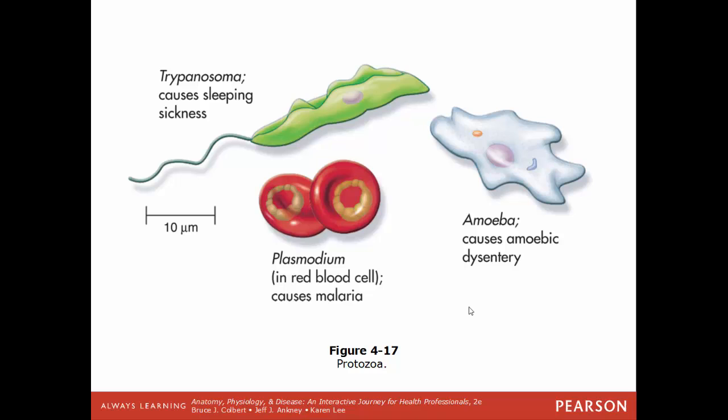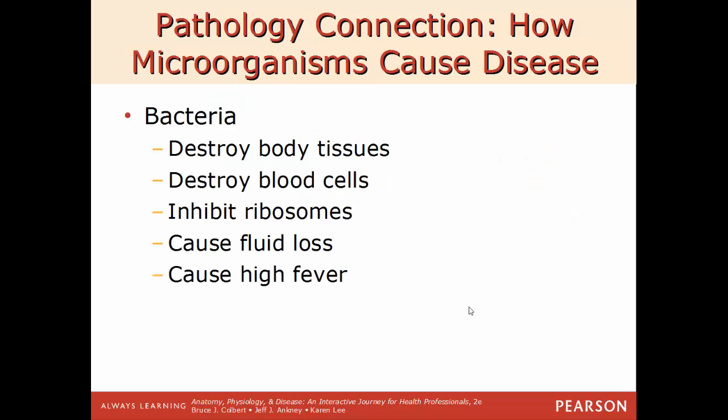In the case of malaria, it is a protozoan called Plasmodium that infects certain types of mosquitoes. When mosquitoes bite you, that Plasmodium gets into your red blood cells and infects those. That's how you get sick. So it's not the mosquito bite itself, it's the protozoan that they carry. All right, now we'll talk about the pathology connection, how these organisms can cause disease.